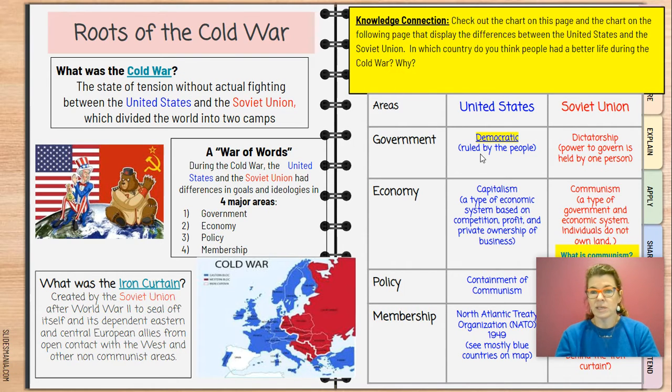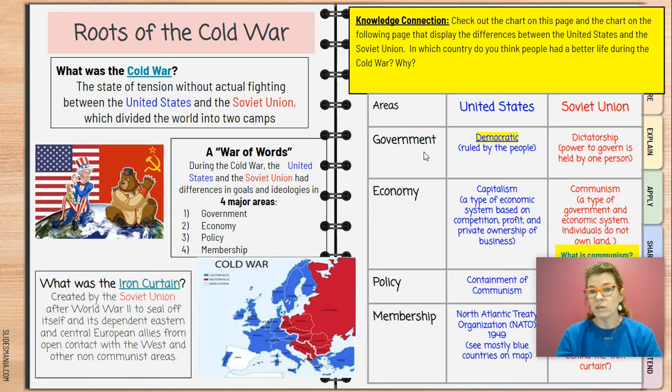So in the United States, our type of government is democratic. We're not talking politics and Democrat versus Republican. We're talking a democracy, which is ruled by the people. Our citizens vote and help make decisions, and that would be freedoms, okay?